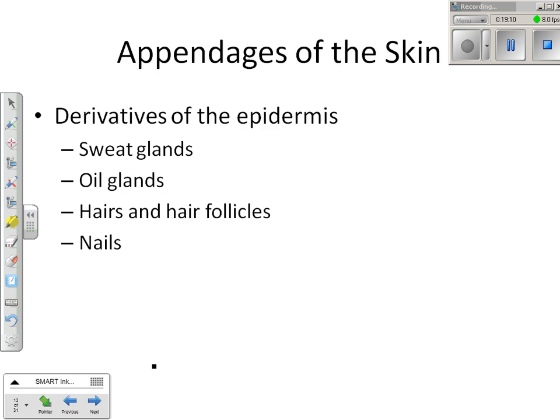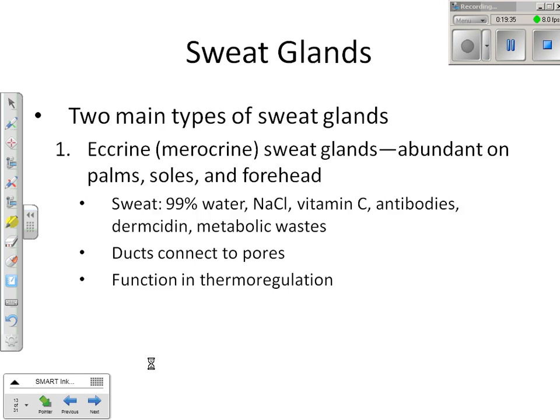All right, let's talk about what you can find in the skin. So we've talked about the actual skin, referring to the epidermis, dermis, and the hypodermis. So let's talk about the appendages of the skin. We have sweat glands, oil glands, hair and hair follicles, and nails. These are all derivatives of the epidermis. Very important parts of the skin as well.